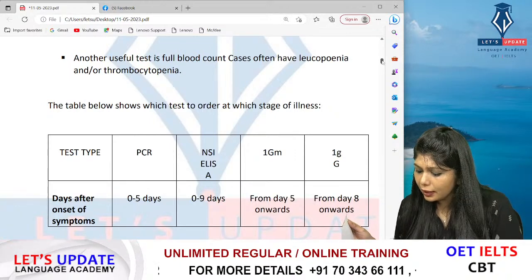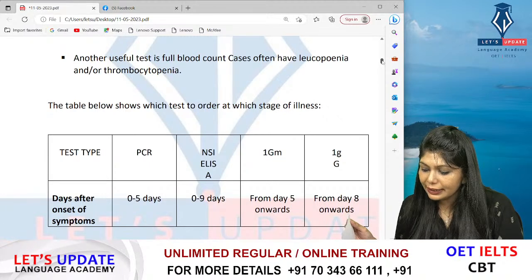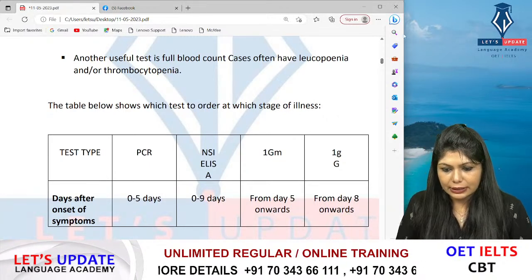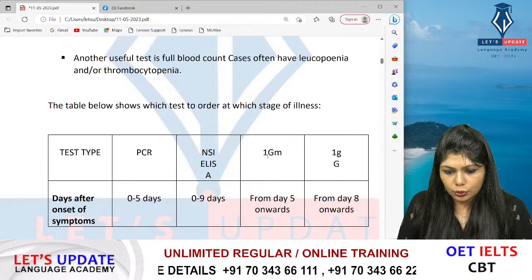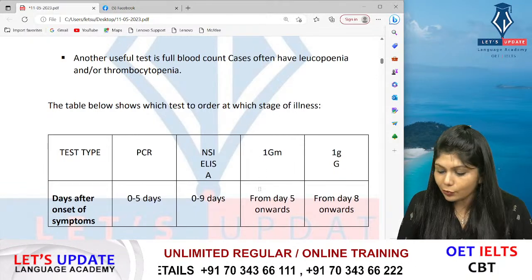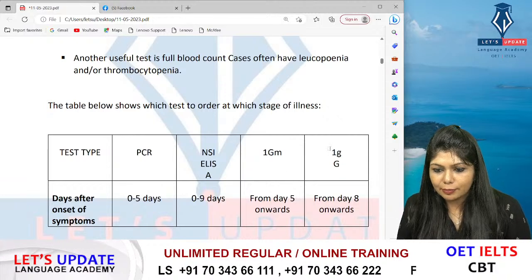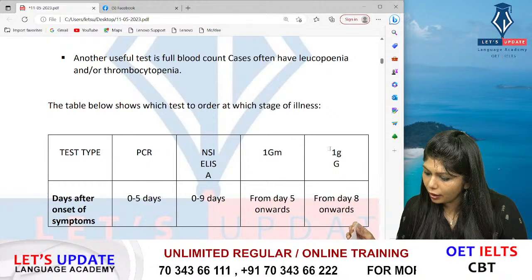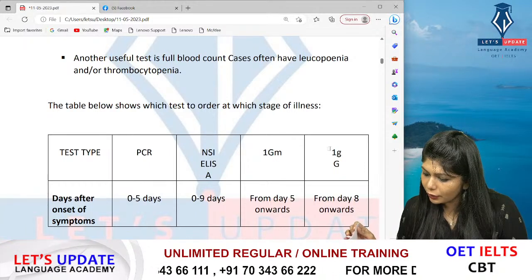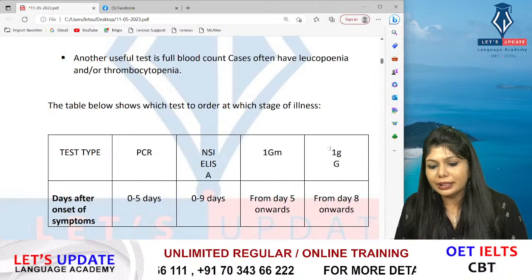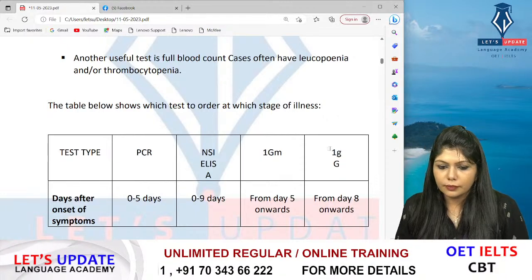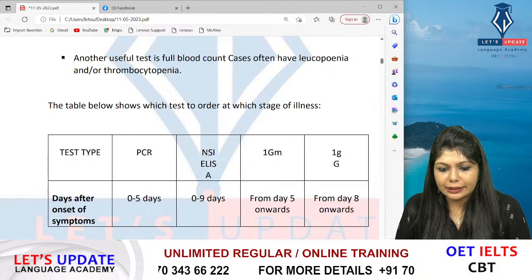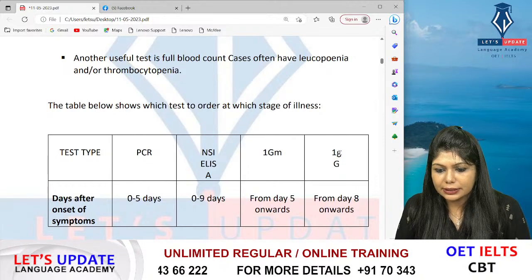Now the question is, I'll read the question again for you. Which test should only be ordered 5 days after symptoms appear? After 5 days. What do you think is the correct answer by looking at this information? Only after, will be ordered 5 days after, that is after 5 days. This is PCR, this is NS1 ELISA, this is IgM, and this is IgG.